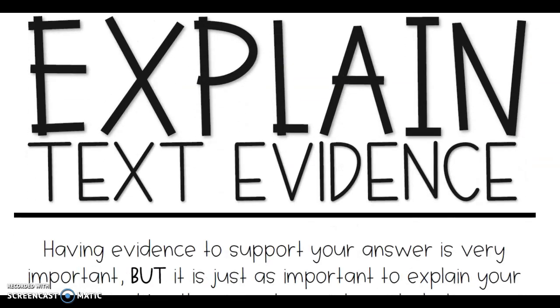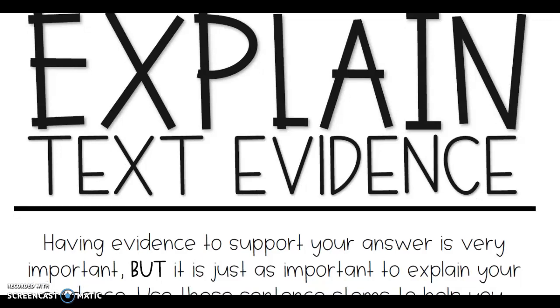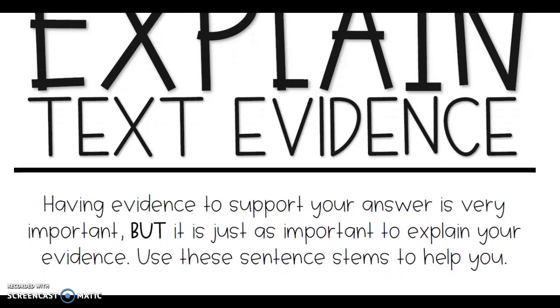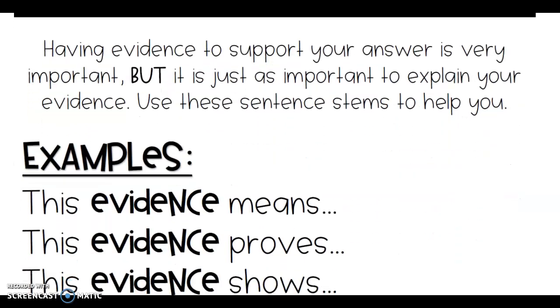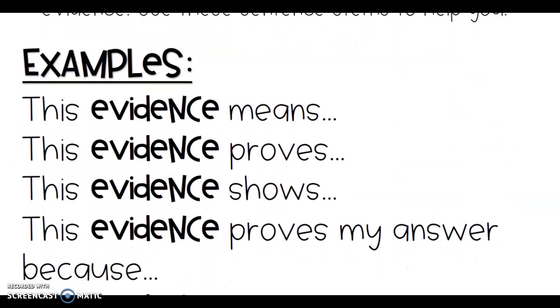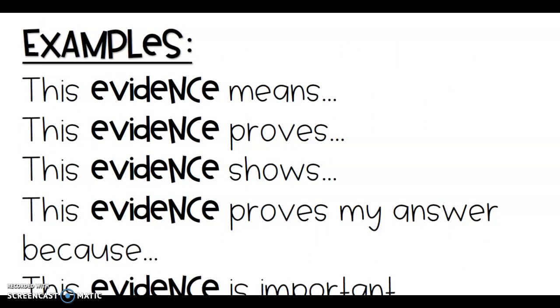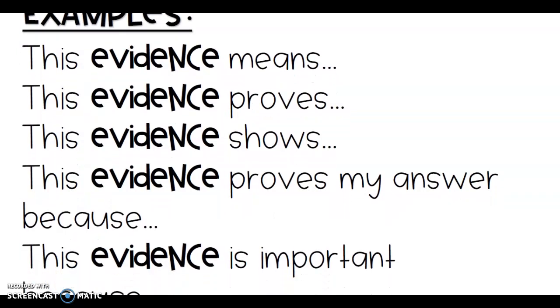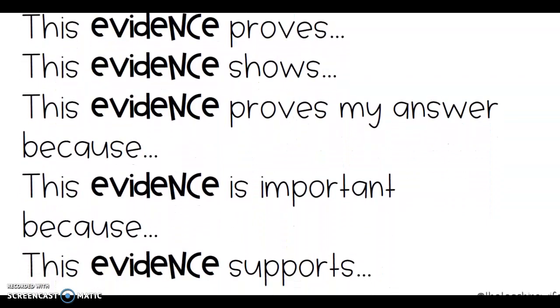Okay, the last step of RACE, the E step of RACE, stands for explain your text evidence. And this slide tells us that having evidence to support your answer is very important, but it is just as important to explain your evidence. And here are some sentence stems that you can use for your very last sentence of RACE. These are some examples of ideas you might use to wrap up your answer. Like, for example, it says the evidence means, or this evidence proves, or this evidence shows me. So here are just a few others that you can read through and look at.